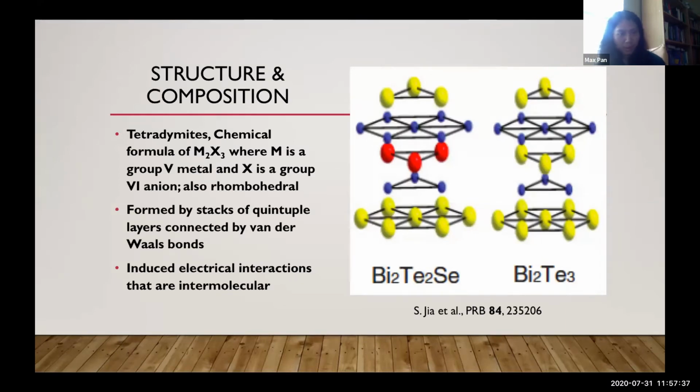This material belongs to a family of compounds known as tetradymites, which consist of a group 5 metal and a group 6 anion. These compounds also possess rhombohedral symmetry, and they are formed by stacks of quintuple layers that are connected via van der Waals interactions, which are intermolecular bonds that are electrically induced. As you can see to the right, bismuth-2 tellurium-2 selenium is derived from the parent compound bismuth telluride by replacing the middle tellurium layer with a layer of selenium.